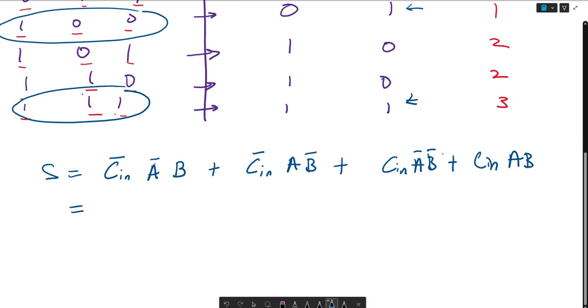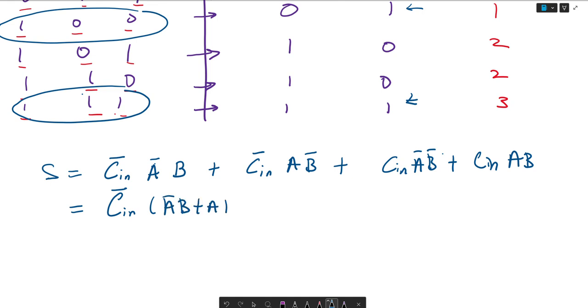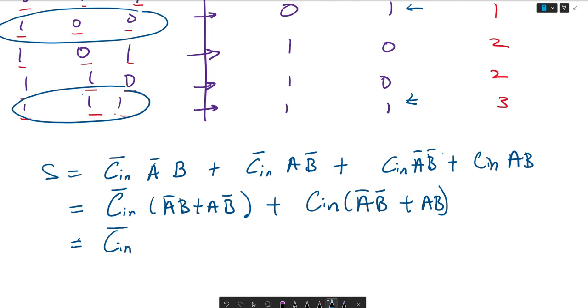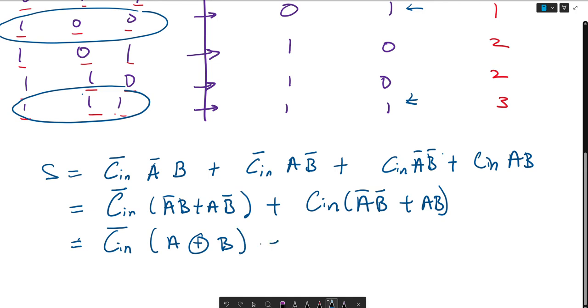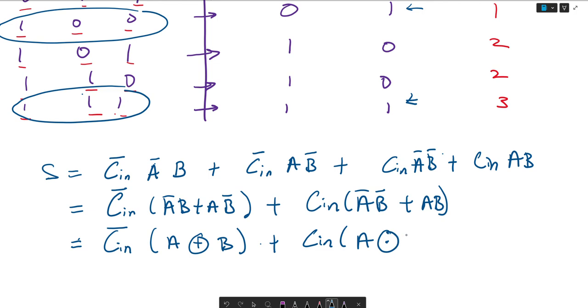I hope this makes sense. This will equal to, I can pull out a C in not. I'm left with A not B plus A B not plus C in A not B not plus A B. This is equals to C in not A XOR, which is a plus with a circle through it, B plus C in XNOR, which is a dot with a circle over it, with A and B.